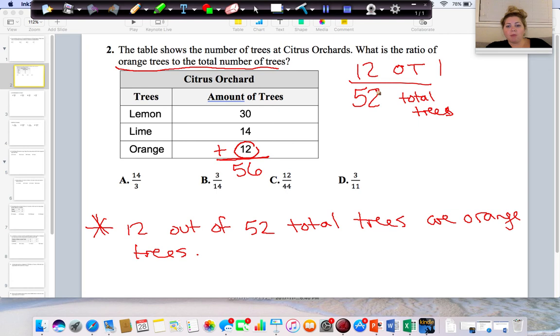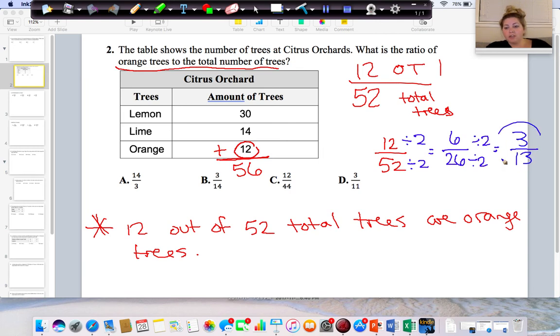Again, same thing on this problem. If you can reduce this, that would be fantastic. So if we've got 12 over 52, both of these numbers are even, so I know they can both be divided by 2. Okay, 12 divided by 2 gives me 6, and 52 divided by 2 gives me 26. If you don't know that 52 divided by 2 is 26, then you can divide it off to the side. Again, 6 and 26 are also even, so we can divide them again by 2. 6 divided by 2 is 3, and 26 divided by 2 is 13. So my final answer is 3 over 13.